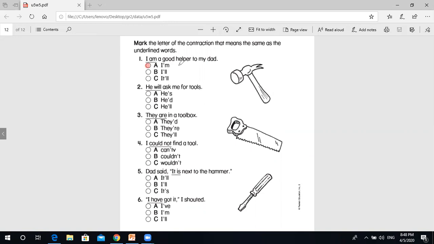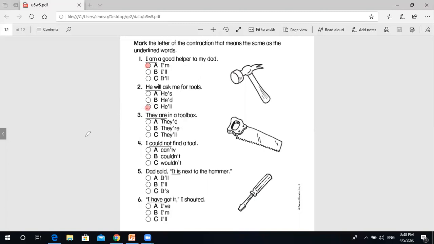He will ask me for tools. It's going to be he's, he'd, he'll. How can I write will? Replace the letters W and I, two letters, with the apostrophe to be he'll.